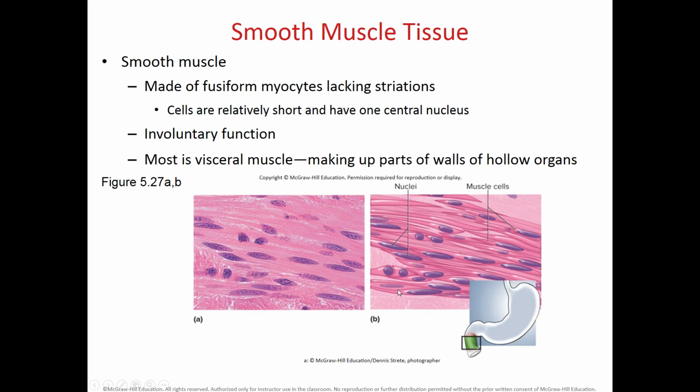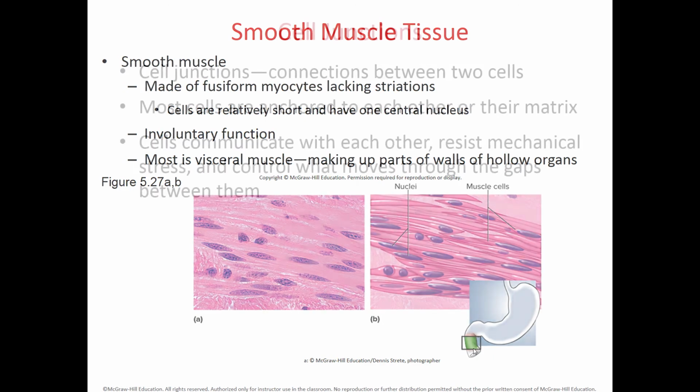Now, smooth muscle is made by cells that look like a spindle, fusiform myocytes. These myocytes, or these fibers, don't have bands, so this is why it's called smooth. The cells are relatively short and also have one central nucleus, one per cell. This is under involuntary control, so it's under the control of the nervous system only, not under your voluntary control. And it is found in hollow organs, like in the case of this part of the intestines.